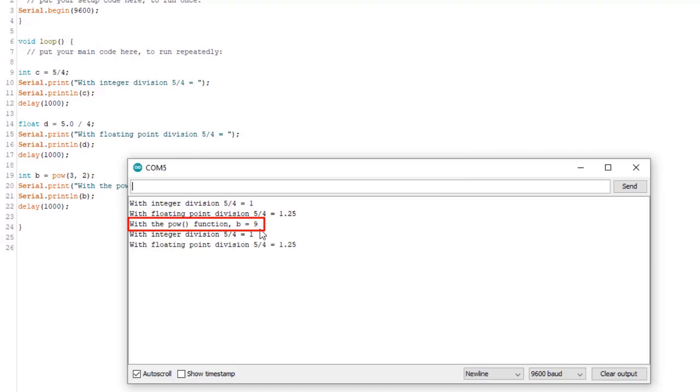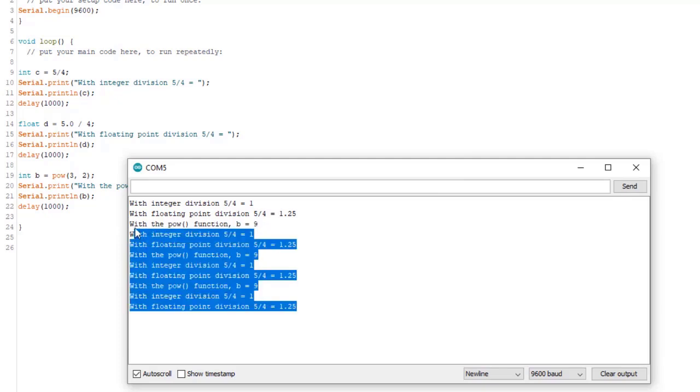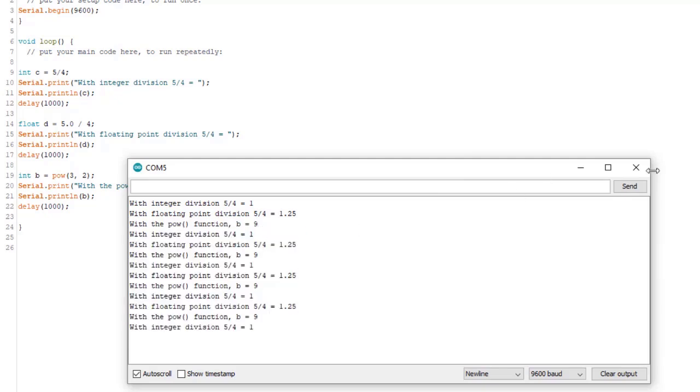And here we see we have 3 squared, or 3 raised to the second power, which means the same thing, equals 9. And it's giving us a correct answer.